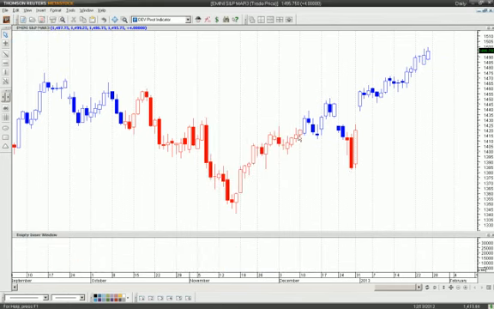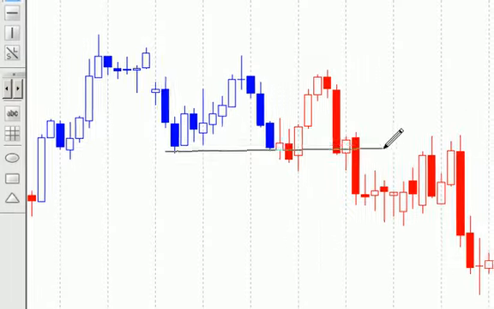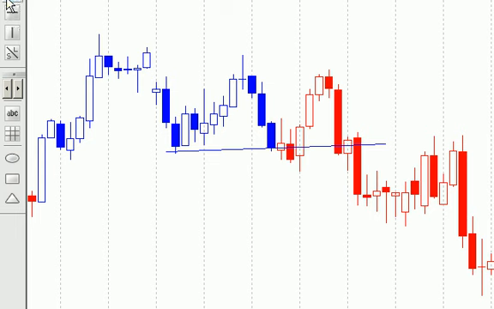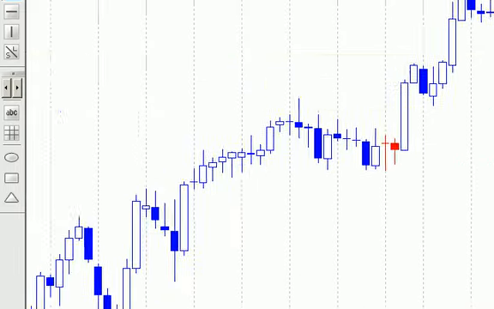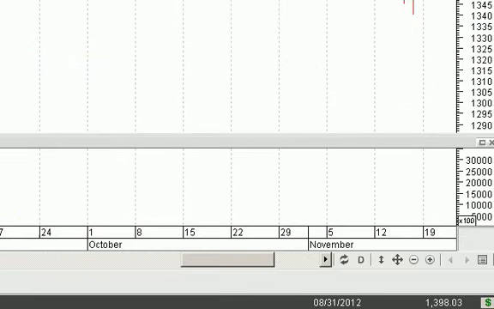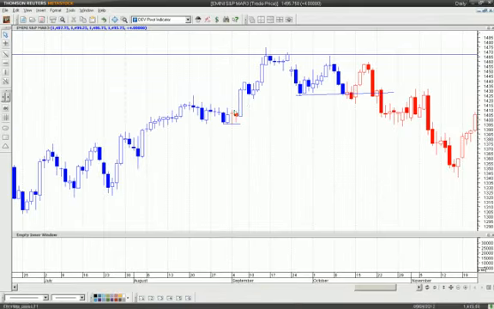Okay. Now, what I want to do is measure the frequency. I'm going to take a breakdown. Okay, I broke down. How often does it break down and then break right back up, without moving X amount of ticks? There's a good example right there. Look, it broke down and immediately turned and ran right back up. That's one of the things I need to find out.